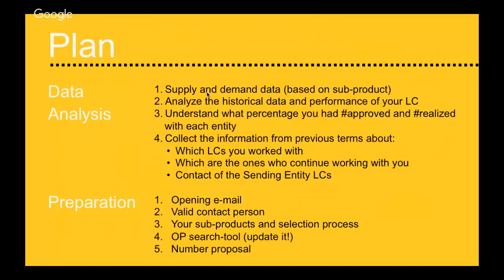What you have to take a look at is supply and demand data based on each subproduct you are running in your project. For example, for Empower Austria, it would be marketing, sales, business administration, internationalization. And for IGV, we would be talking about the SDGs you are running. Analyze the historical data and performance of your LC. Also, understand what percentage you had approved and realized with each entity.